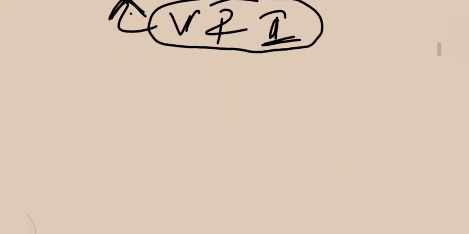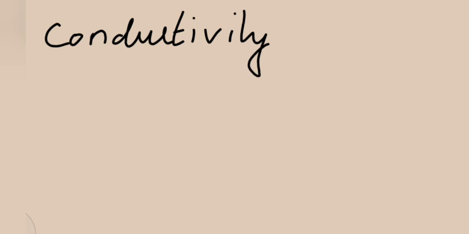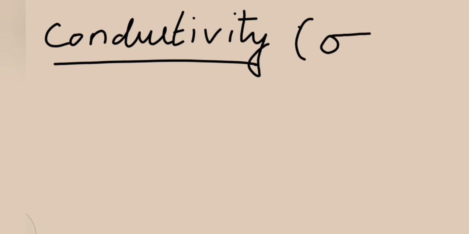Now, since we learned resistivity, it is easy to understand the term conductivity. We have learned conductance when we learned resistance. Conductance was the reciprocal of resistance. Likewise, conductivity is the reciprocal of resistivity. It is represented using the Greek letter sigma.